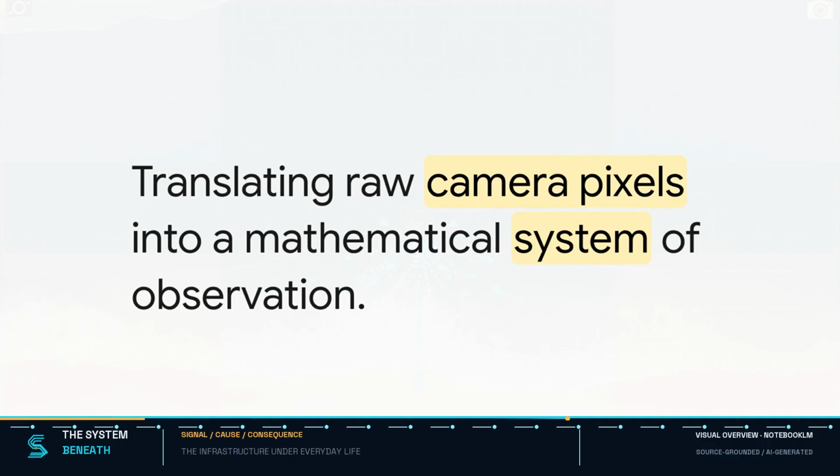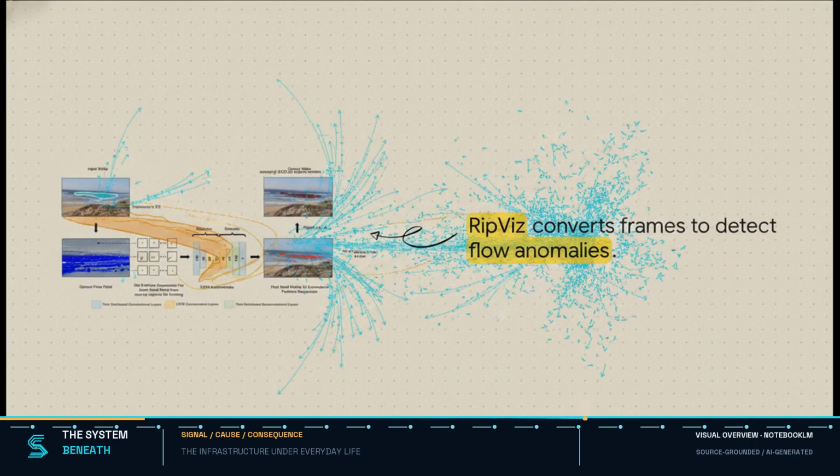The raw pixels showing breaking waves and calm gaps have to be translated into a rigorous mathematical system of observation. And this brilliantly illustrates exactly how one side of that computation works. It's called the rip-viz system. What's super interesting is that it doesn't look for a specific shape of a rip current at all. Instead, it looks for anomalous behavior.